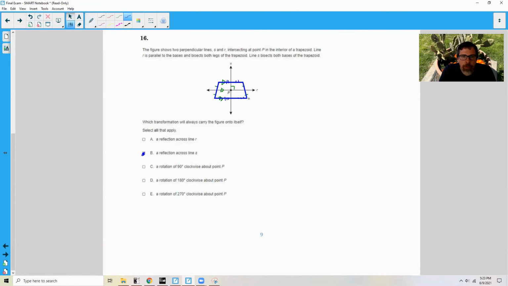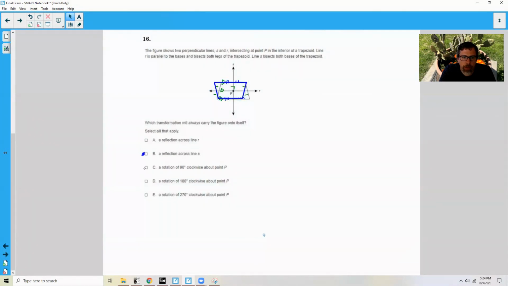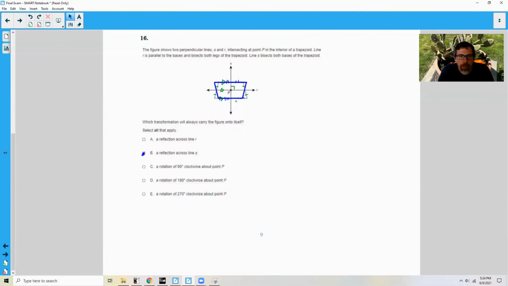Okay, a rotation 90 degrees clockwise. There it is. Is it on top of itself? Nope. A rotation 180 degrees. That's the same as a reflection across R. Nope. A rotation 270 degrees. Again, nope. So these are all no's. So the answer is B.